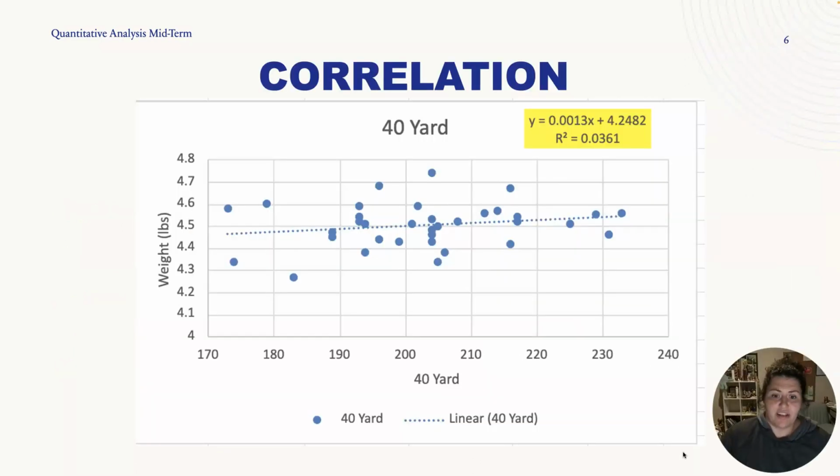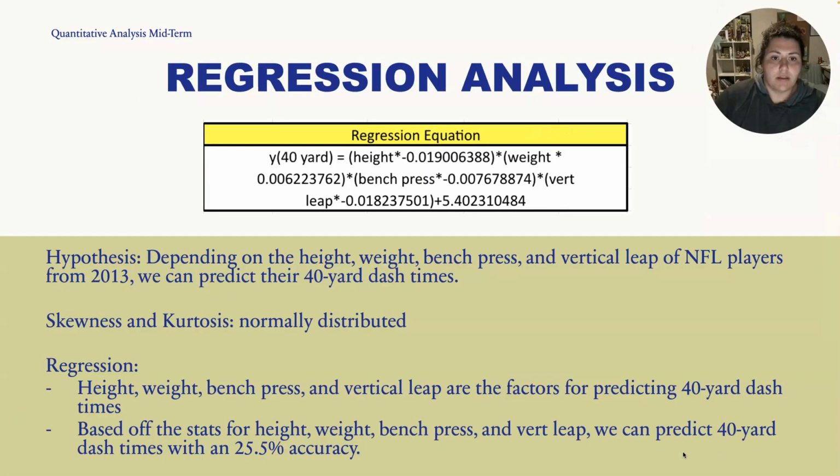And as you can see here in the scatter plot, there's a slight difference. You can kind of see a positive trend line going up, and once again, it was a 3.6% influence. And then with our regression analysis, the hypothesis was that depending on an NFL player's height, weight, what they could bench press, and their vertical leap from 2013, we can predict their 40-yard dash times.